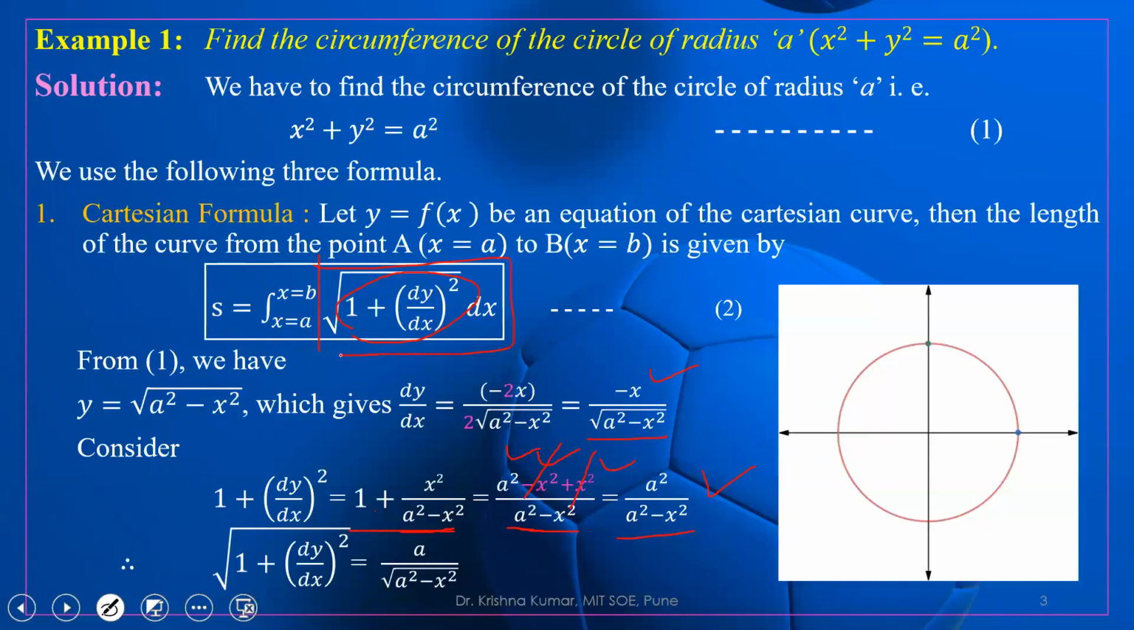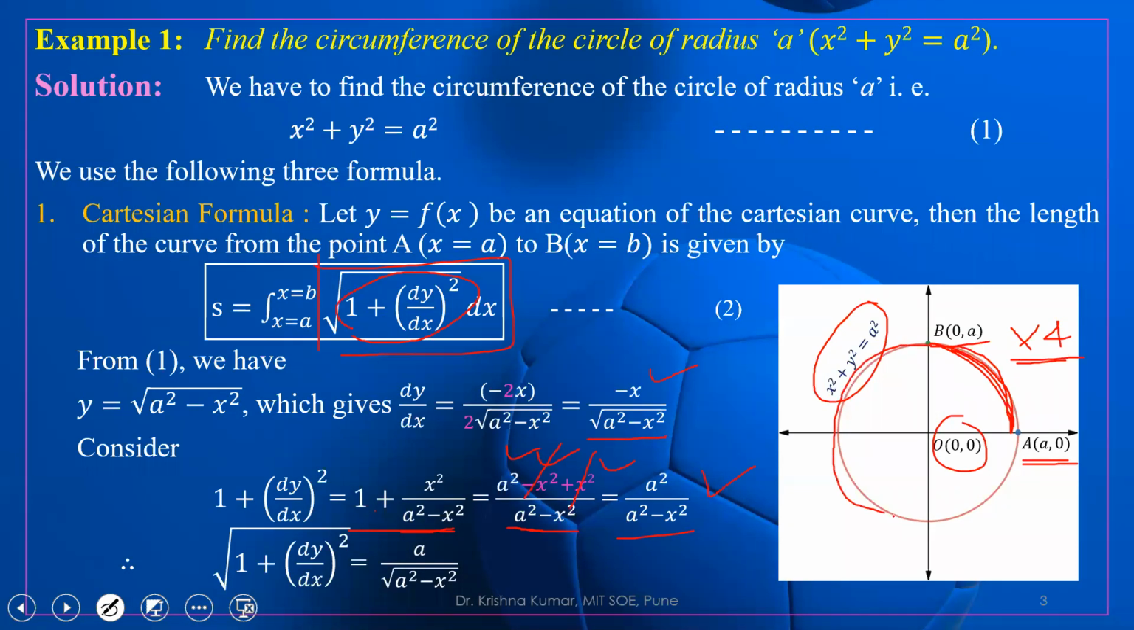Let us come to the circle. Actually, this is a circle of radius a: x square plus y square equal to a square. Its center is 0, 0, and this is the point A 0. The second point is 0 B. Now if you want to find the circumference of the circle, let us try to find only this part. What is the length of this part? If you multiply this by 4, then we get the whole length of the circle, or circumference of the circle.